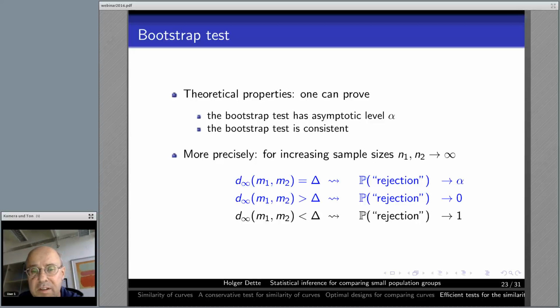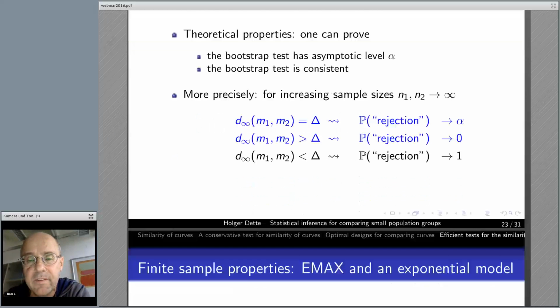So if the distance between the two curves is practically delta, then the probability of rejection is close to alpha. It is smaller than alpha if you are very far in the interior of the null hypothesis, so if the distance between the two curves is substantially larger than the threshold. And if the distance between the two curves is smaller than the threshold, then you are in the alternative, and we can show that the probability to reject is close to 1. How close to 1 depends on the sample size. That's what we should know.